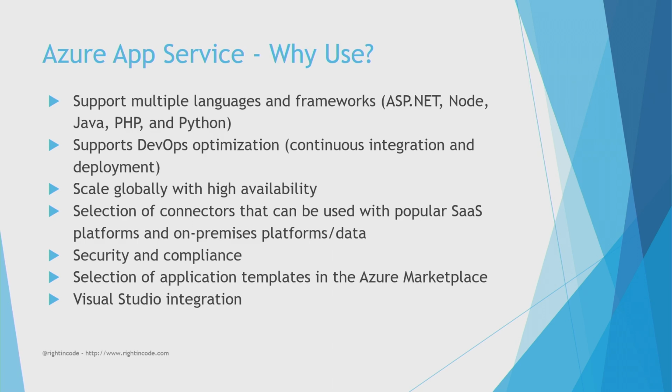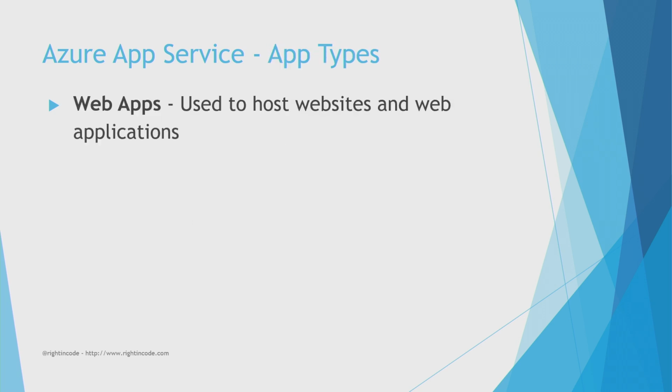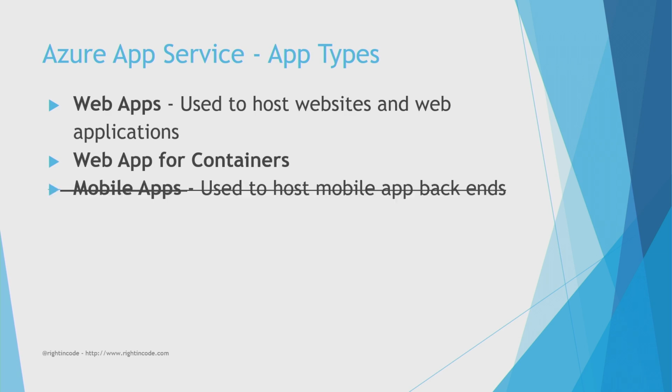All right, so when it comes to Azure App Service, there are a couple of app types. The one that I'm using as part of the solution is web apps, which is used to host websites and web applications. There's also web apps for containers, which is pretty self-explanatory: you take that, and it can run in a container. It also has mobile apps, which are used to host mobile backends.